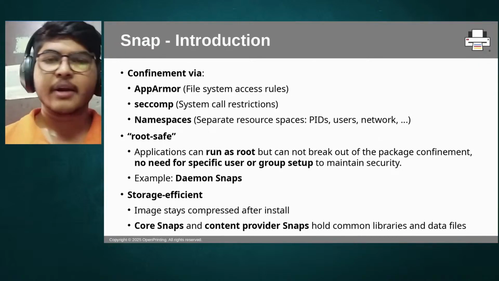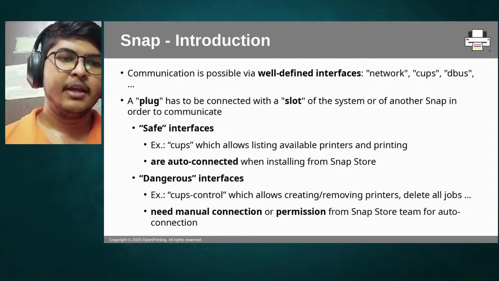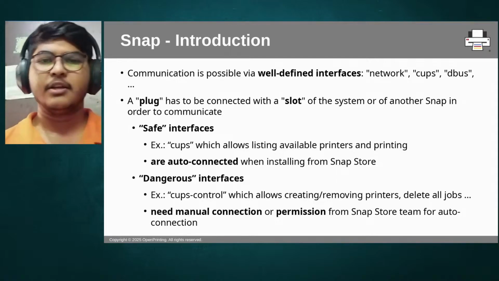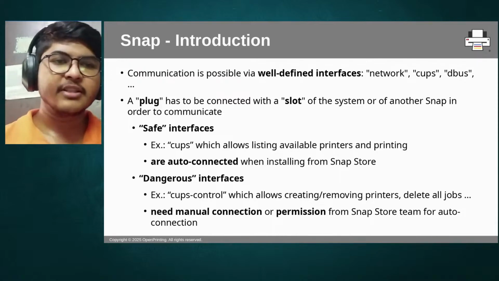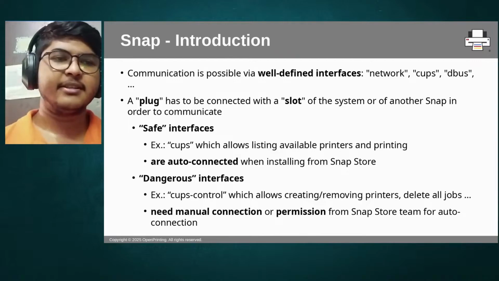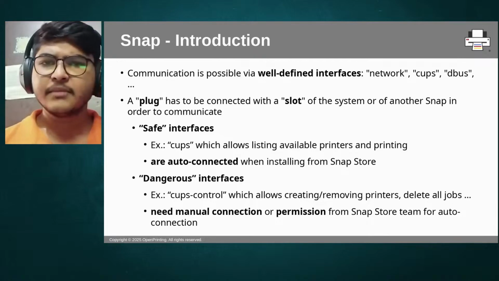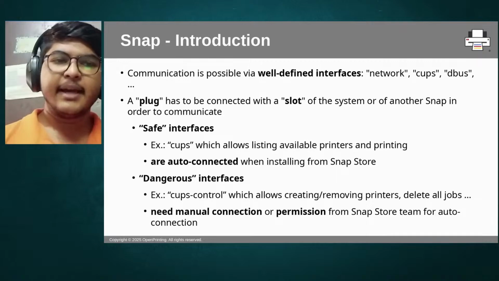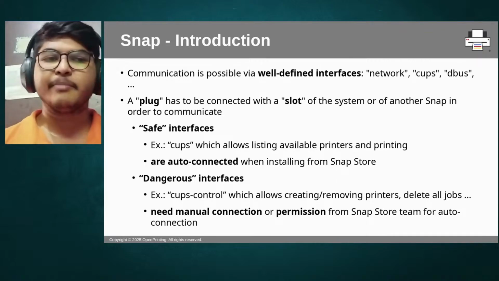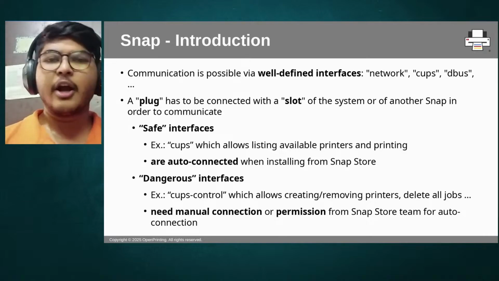And now we are going to talk about how the CUPS snap works. So next slide, please. So basically, the CUPS snap works via these well-defined interfaces that are defined within a snap's manifest. So CUPS has a lot of plugs defined as well as slots. So what are plugs? A plug has to be connected with a slot of the system or another snap.